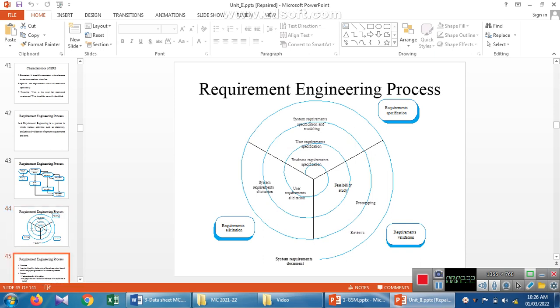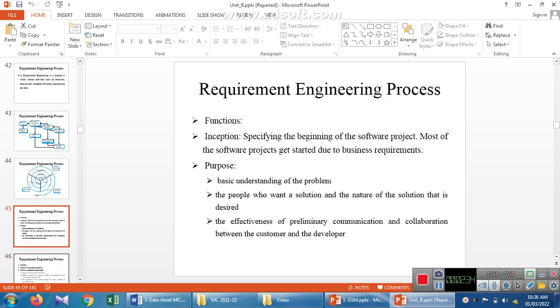Next is the software engineering process. First, we are representing the various functions that will be taken by the software engineering process. The first one is inception. It specifies the beginning of the software product. It is the first phase for developing the project. The main purpose of inception is that we have a basic understanding of the problem.